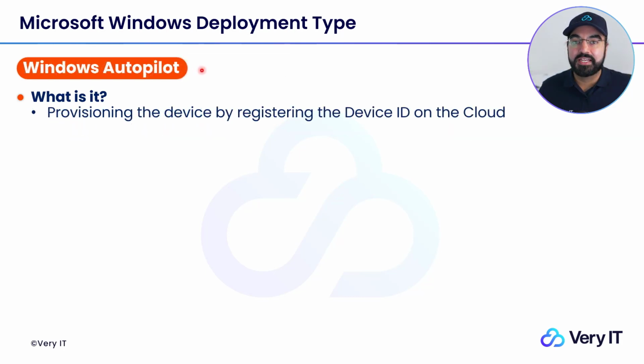Windows Autopilot can be found on the cloud. Essentially, you provision the image by pushing it out based upon the device ID of that device. That will need to be registered on the cloud, and provided it's connected to the internet, Microsoft Intune will push the image out along with the applications via the internet to that device.